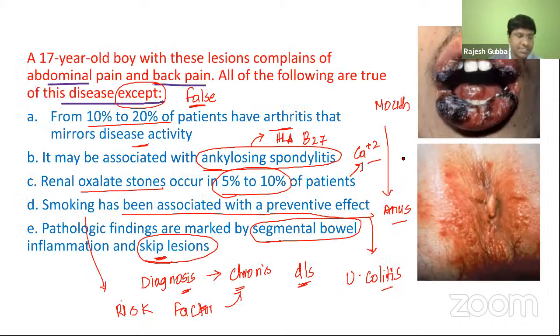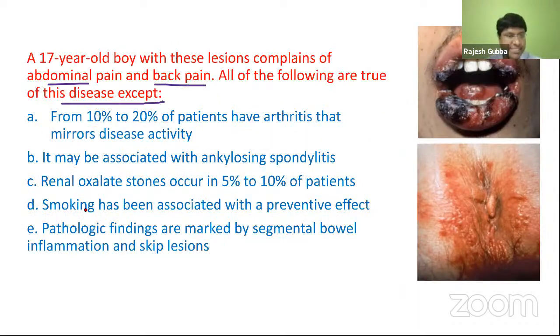You see, Mr. Gayaz Mohammed, look at the option properly, don't be in a hurry. Smoking has been associated with a preventive effect. That is what is given in your options. So does smoking have a preventive effect in Crohn's disease? No. Smoking is a risk factor for Crohn's disease. The point given is preventive effect. In Crohn's disease, smoking doesn't have the preventive effect. In ulcerative colitis, smoking has been associated with the preventive effect. Yes, Gayaz Mohammed, is it clear for you now?